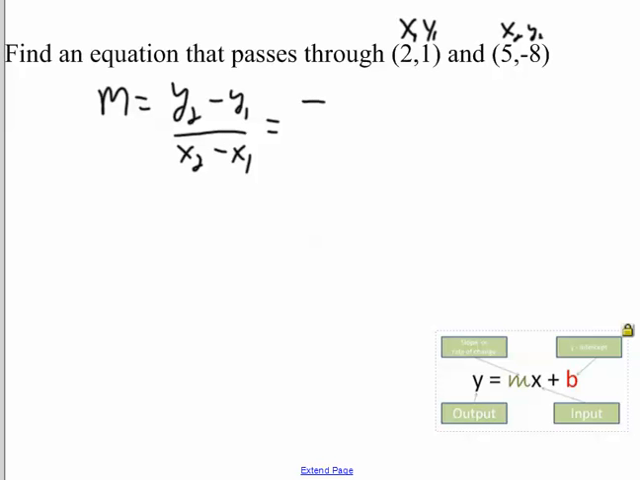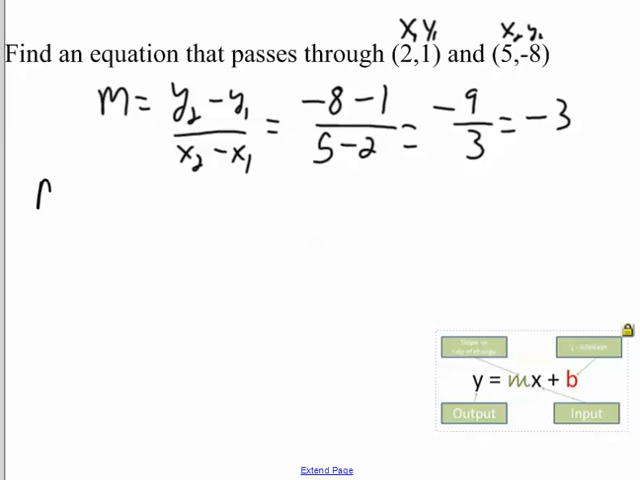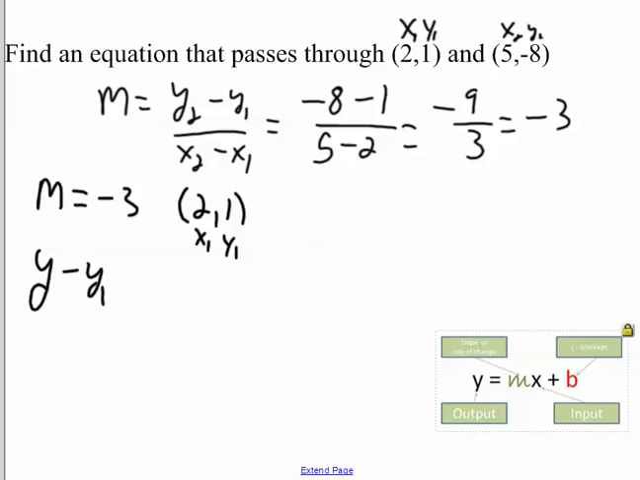So y2 is negative 8, y1 is 1. x2 is 5 and x1 is 2. So this is negative 9 over 3, which is equal to negative 3. That's my slope. Now that I have my slope, I'm going to pick a point. This is just like deja vu. I'm going to label this x1 and y1, and I'm going to plug it into my point-slope formula. Remember this from just the other day? Right, so now I have y minus 1 equals negative 3 times x minus 2.